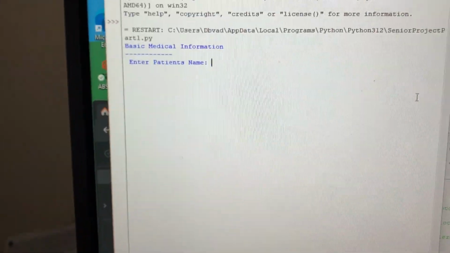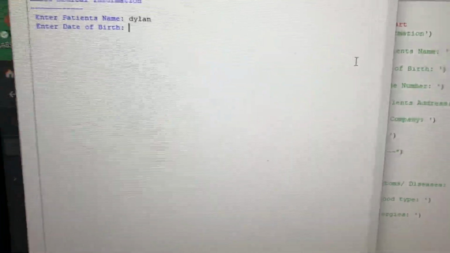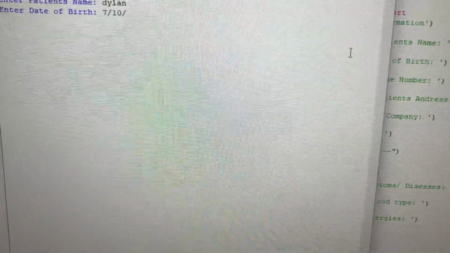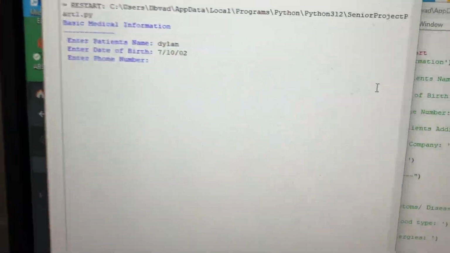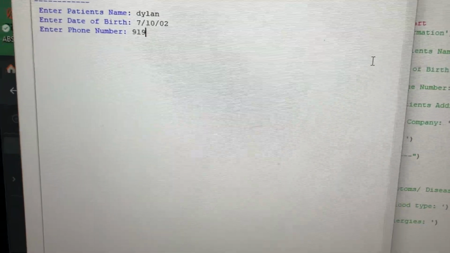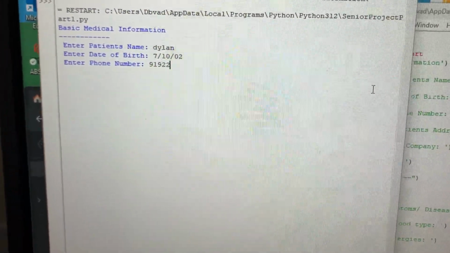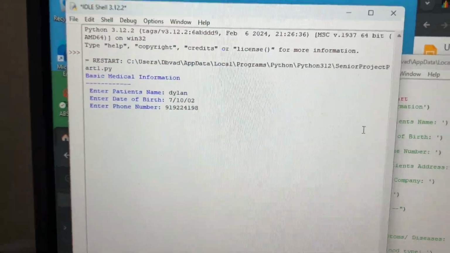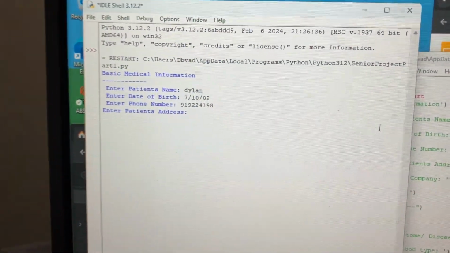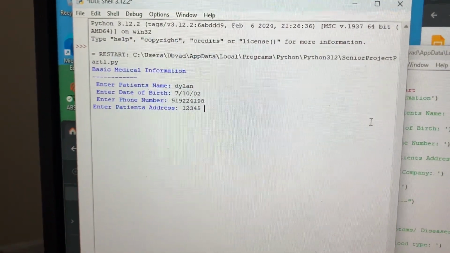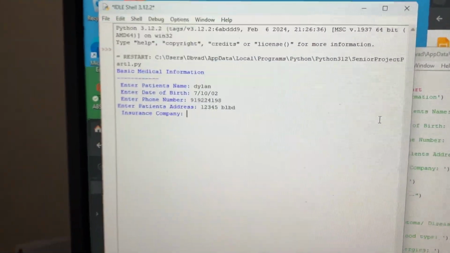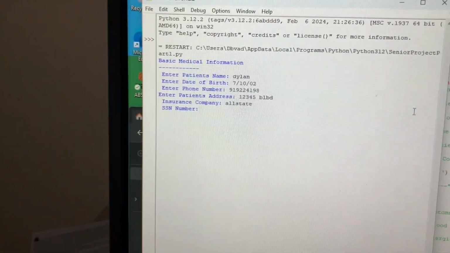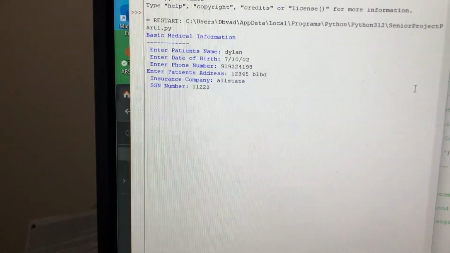it'll say enter patient's name. So I'll do Dylan, date of birth 7/10/02, phone number 910-922-4198, name and address 123 Boulevard, just for example. Insurance company will do Allstate. Social security number, I'll just put a random number in.